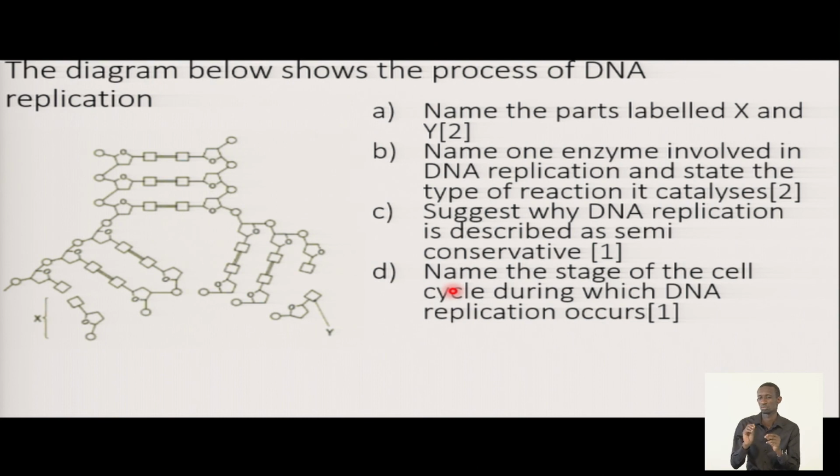And lastly, you know cell division, the cycle. At what stage do we have this DNA replication occurring? In the middle of cell division or at the very start? Which takes us to interphase. One mark, one word. And there we go.